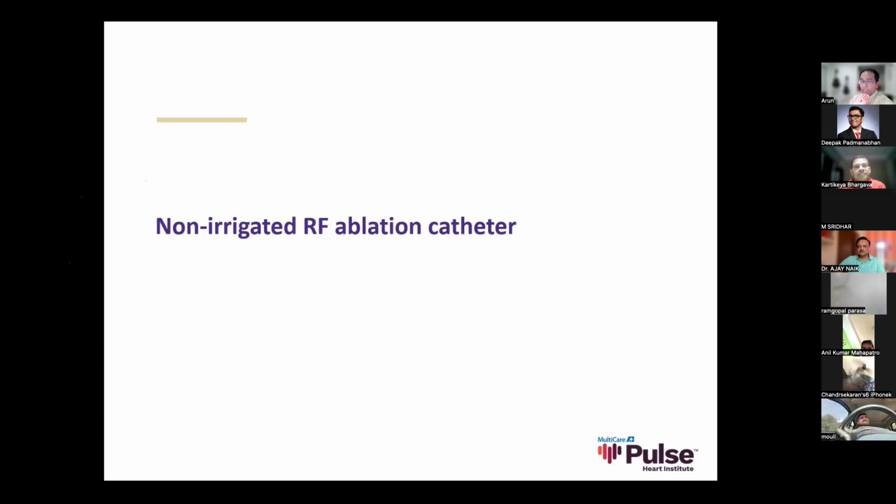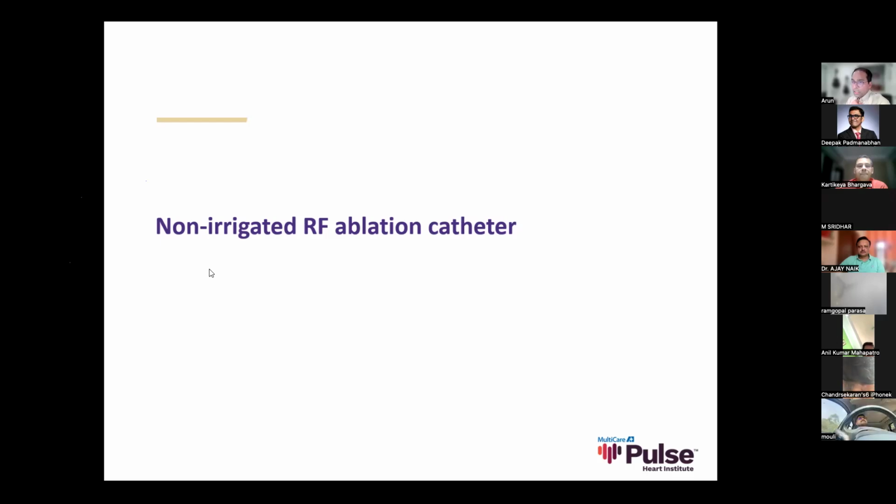Dr. Bhargav, I will cover lesion monitoring subsequently. There are a few ways in which we monitor the lesions, and I'll talk about that. So let's talk about non-irrigated RF. Any other questions up to this point? Okay, so I'll keep going ahead.